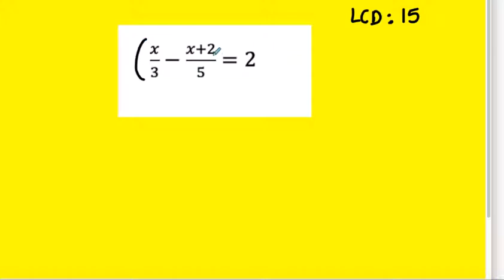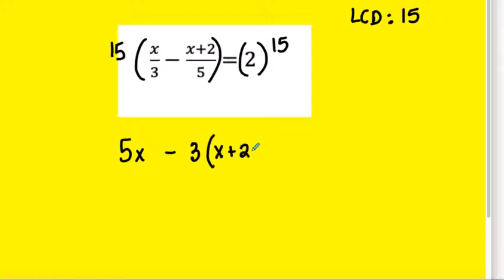All right, so I'm going to multiply both sides by 15. Now 3 goes into 15 5 times, giving me 5x for the first term. 5 goes into 15 3 times, which gives me 3 times (x plus 2). And then 2 times 15 gives me 30.